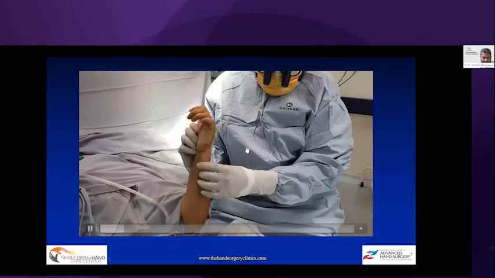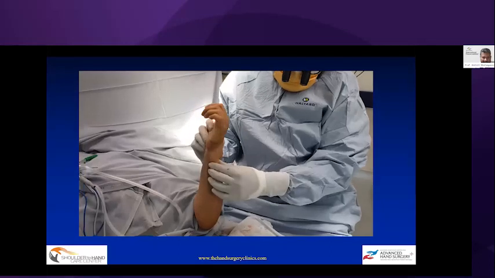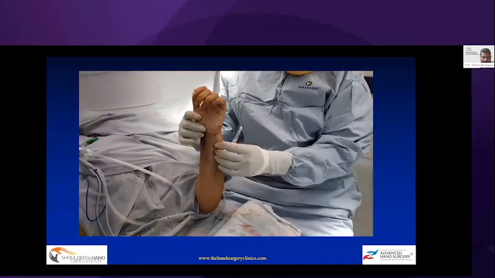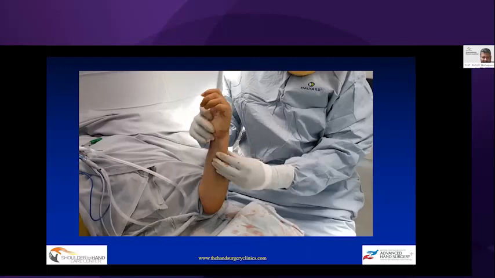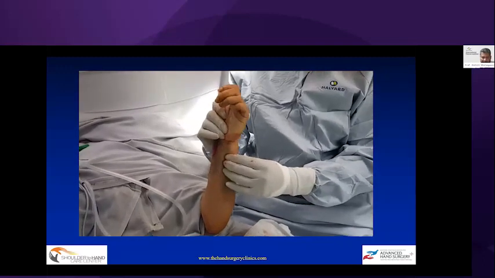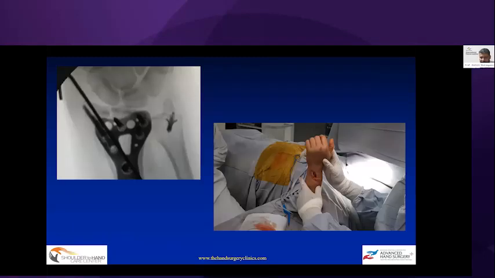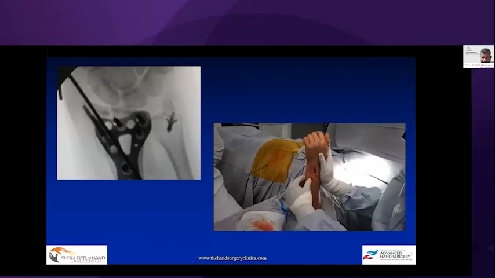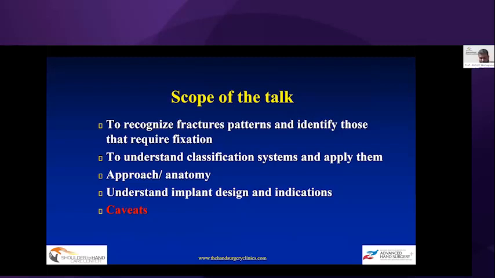Here is a video to show how unstable the DRUJ is. We like to test it in all rotations. And then once we have established that the DRUJ is unstable, despite good fixation of the distal radius, we want to fix it. There are several ways to skin a cat. You can fix it with hook plates, with TBW, you can fix it with a suture anchor, as was done here, or you can even fix it with a headless compression screw and so on and so forth.